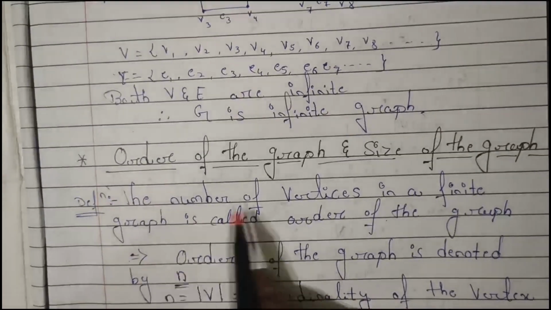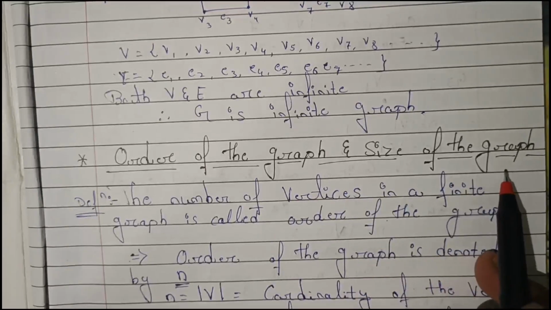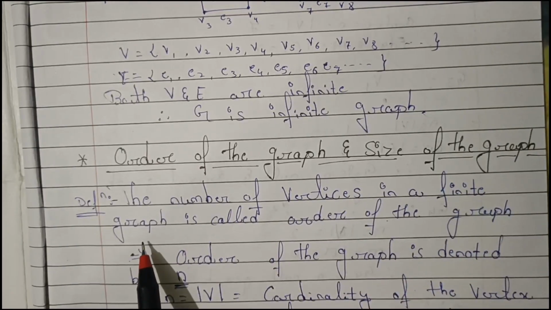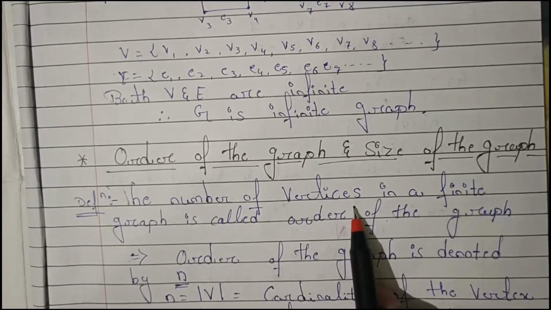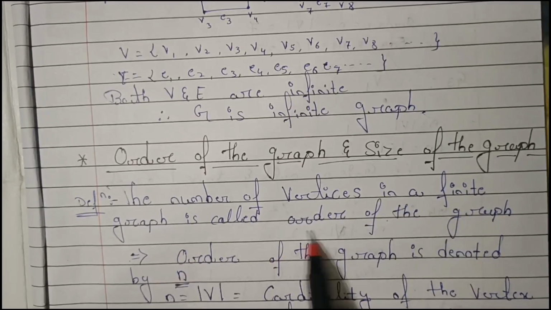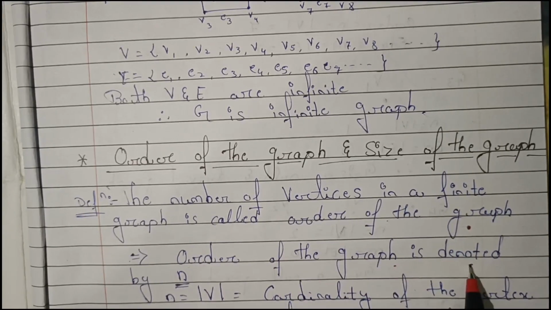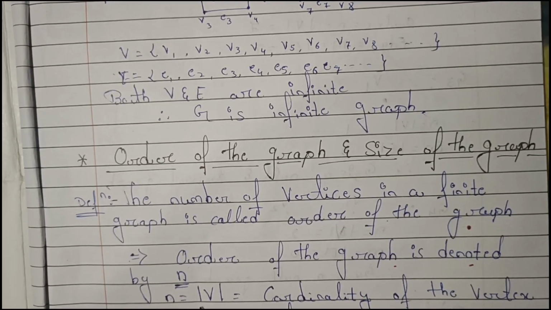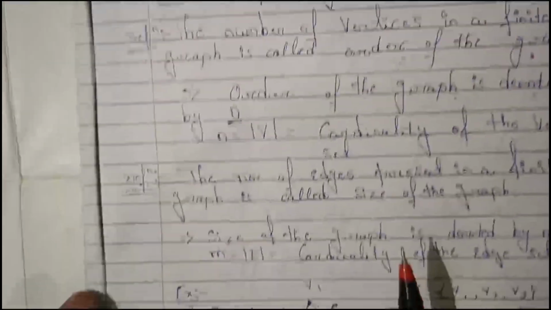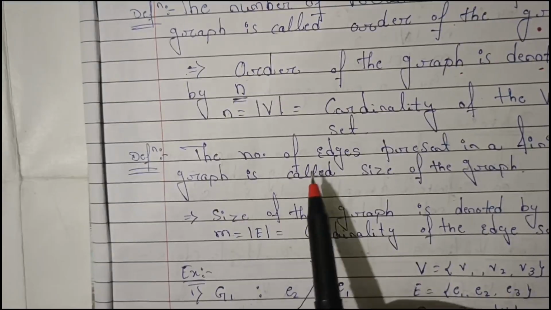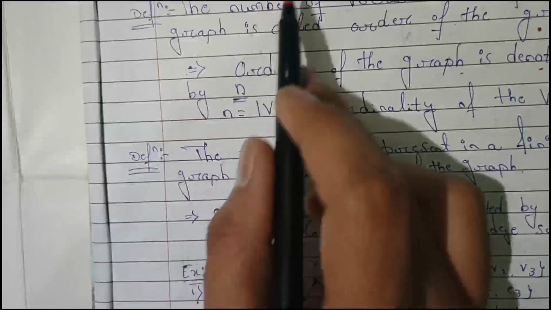Next is order of the graph and size of the graph. So let's see the first definition. The number of vertices in a finite graph is called the order of the graph. The order of the graph is denoted by n, that is n is equal to the cardinality of the vertex set. That is the definition of order of the graph.